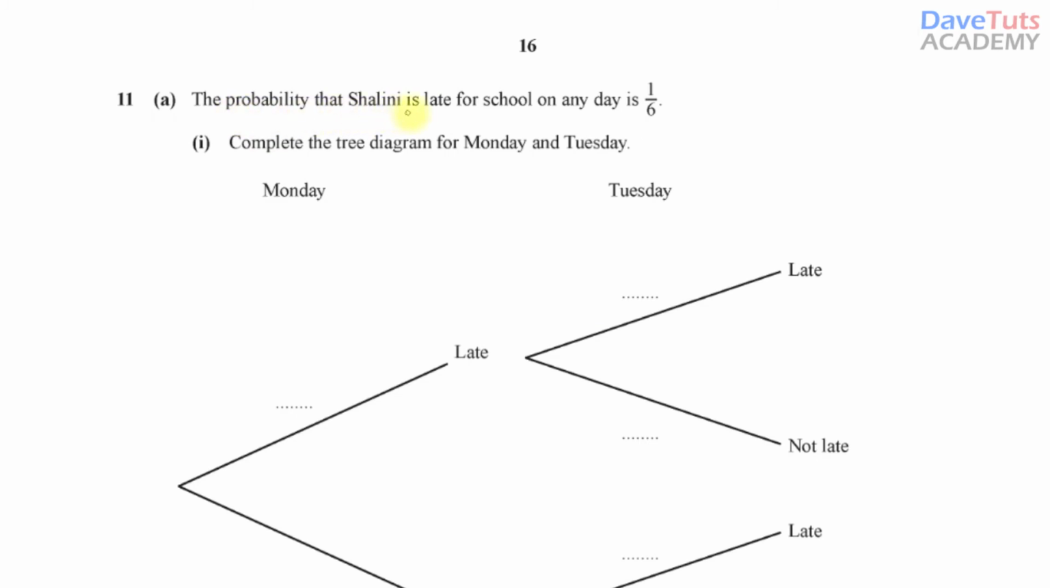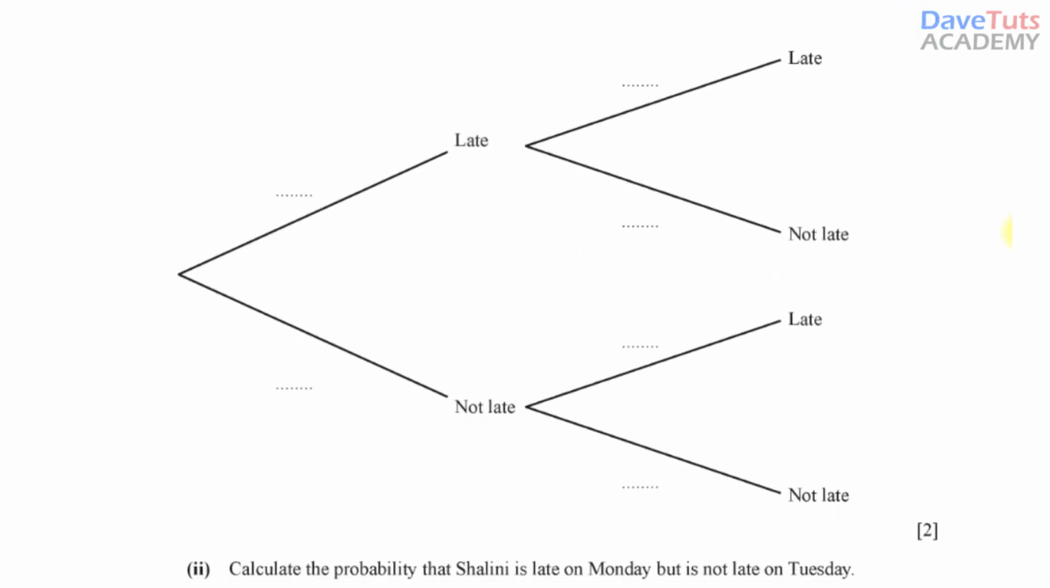The probability that Shalini is late for school on any day is 1 over 6, and then we have to complete the tree diagram for Monday and Tuesday. So this is Monday, and this is Tuesday. Now, if the probability for lateness is 1 over 6, the only other possibility is that he is not late. So the not-late probability will be 1 minus 1 over 6, and that is 5 over 6. So it's either he is late, in which the probability is 1 over 6, or he's not late, he arrived early, that will be 5 over 6. So this can help us to compute this particular tree diagram.